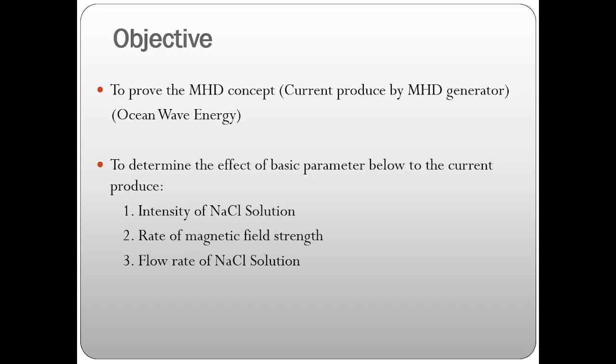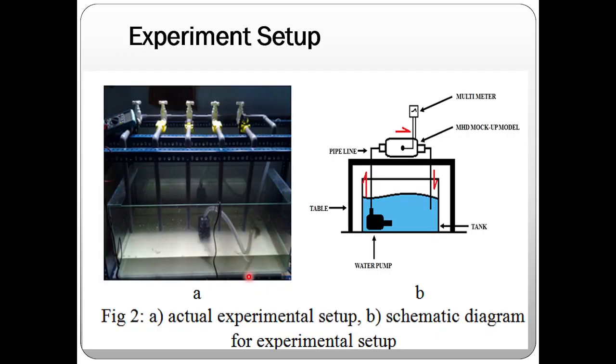The objective of this project is to prove the MHD concept. So this experiment has been done to study the effect of parameters on the value of the current produced, which are the intensity of a nickel chloride solution, the magnetic field strength, and the flow rate of the nickel chloride solution. This is the experimental setup. We have a pump connected to the MHD generator through the pipe. Then we have a multimeter attached to the generator to measure the current produced.